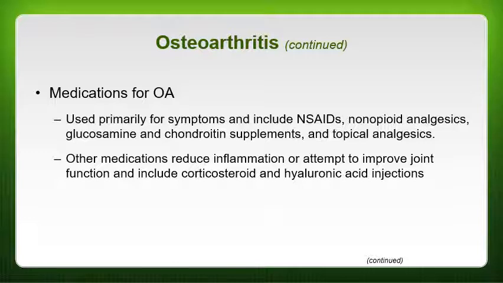There's also the hyaluronic acid injections. Hyaluronic acid is a natural substance found in normal joint fluid. Inside our joint capsules, we have synovial fluid, and the idea is that hyaluronic acid helps to increase joint lubrication. It supplements the natural hyaluronic acid and allows some natural lubrication to take place in the joint. So that's the function of the hyaluronic acid injections.